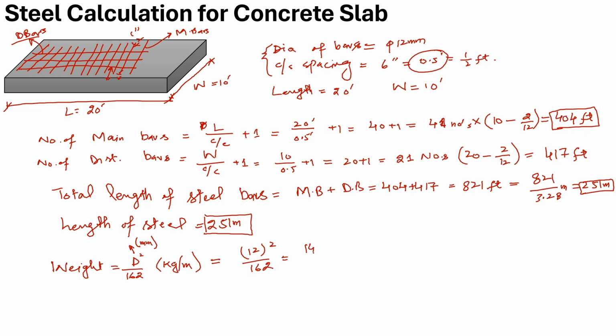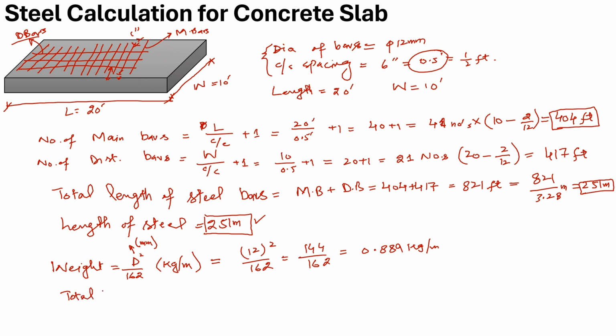That is equal to 144 over 162. It will give you 0.889 kg per meter. It means that for 1 meter of steel with 12 millimeter diameter, you will have to use 0.889 kg of steel. But in our case, the total length is 251 meters.